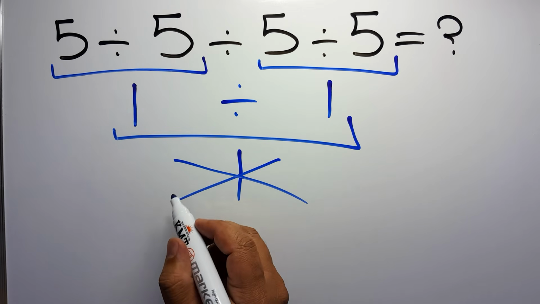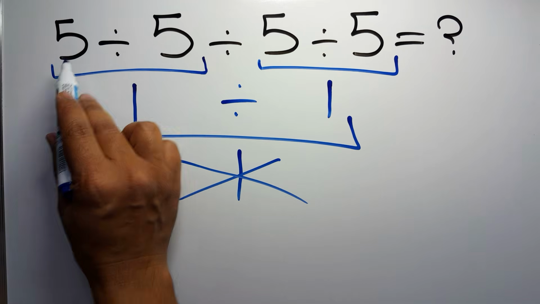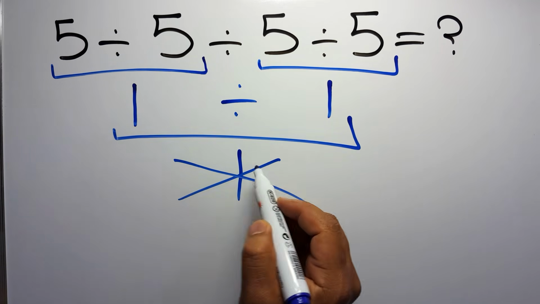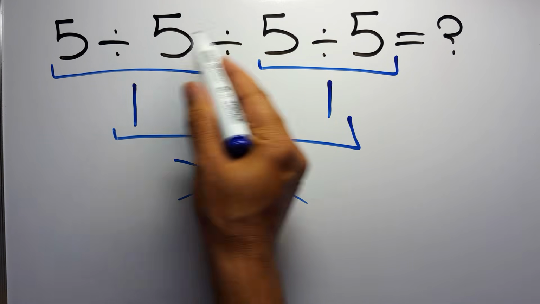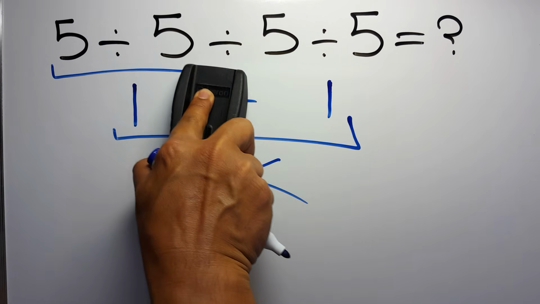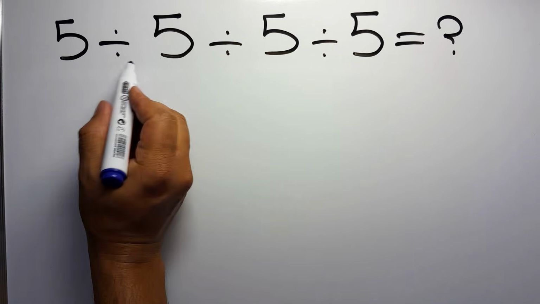Because according to the order of operations, when we have more than one division in an expression, we have to work from left to right. So therefore, first we have to do this division, then this division, and finally this division. If we do this division before this division, it is wrong.